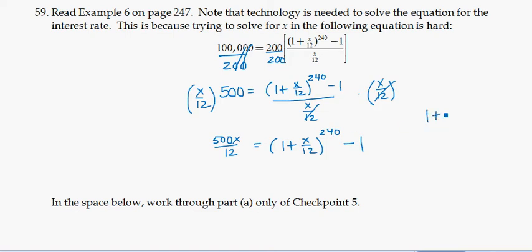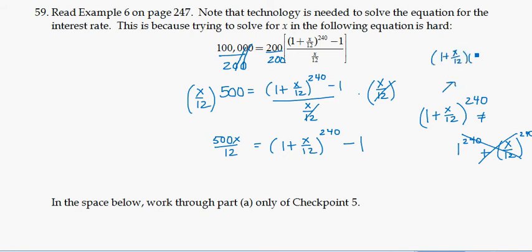And just a side note, 1 plus x over 12 to the 240 power is not equal to just 1 to the 240 plus x over 12 to the 240. That would be a bad misuse of order of operations, because remember, this is really saying I'm multiplying 1 plus x over 12 times 1 plus x over 12, 240 times. And so that would be like a huge distribution problem.